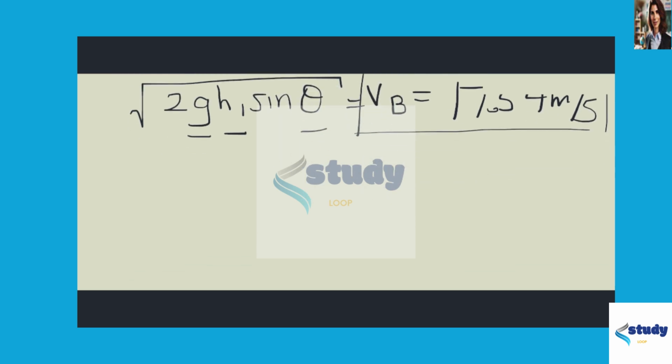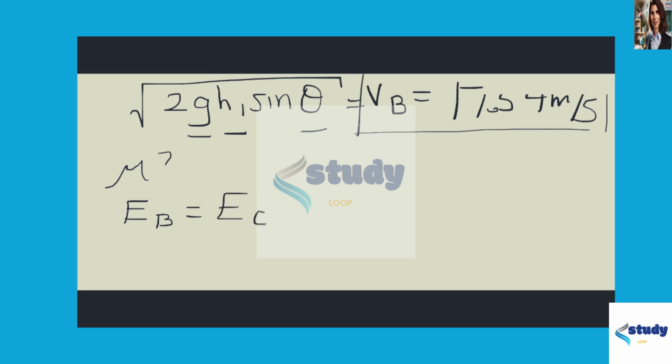Now remember, we also have to solve for mu, and that is the coefficient of friction between the car's tires and the ground. Now we're actually going to use a similar equation to the one we used before. We're going to use conservation of energy again, and we're going to say that the energy at B is equal to the energy at C.